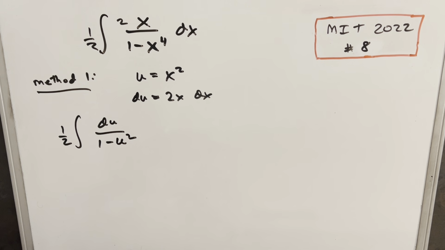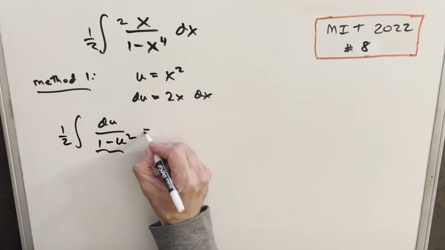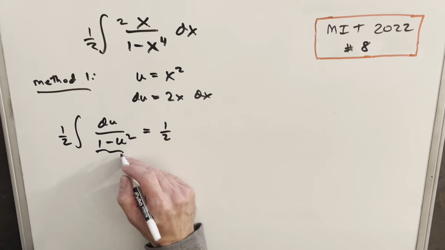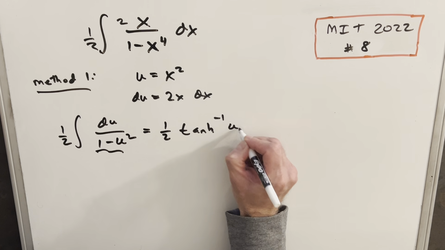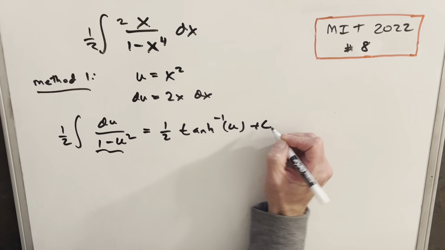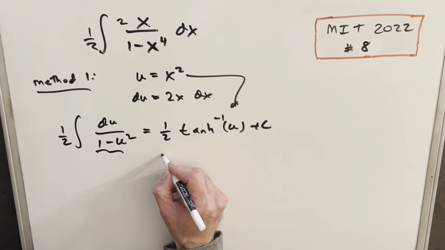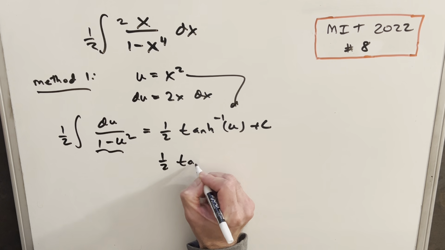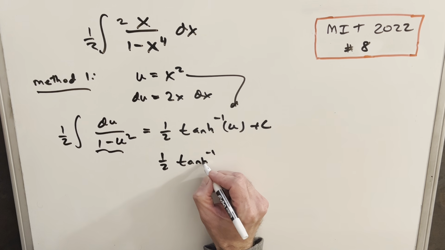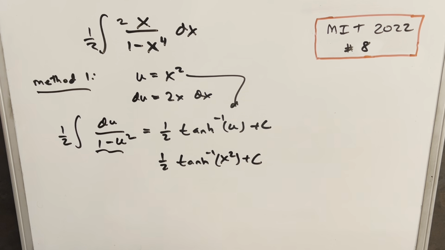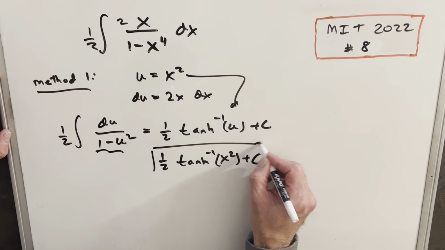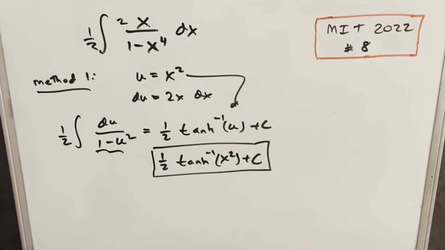And then this is actually just a common integral that we don't really have to do any work on. This is going to be hyperbolic tangent inverse of u plus c. We'll do our back substitution, and we're going to have for an answer hyperbolic tangent inverse of x squared plus c. And this is our answer, and this is actually okay, but there's a couple problems.